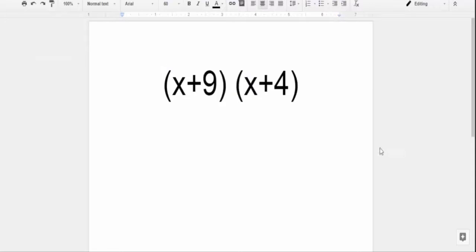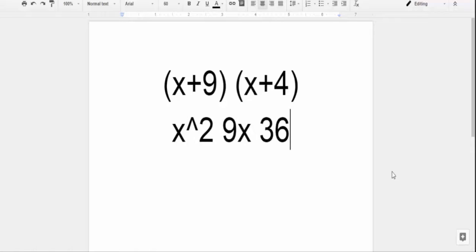Okay, so pretty much how I learned this was the acronym FOIL. First, inside, outside, and then I'd just not do the last. So pretty much what answer I would get would be, the first, so x and x would be x squared, inside, 9x, outside should be 9 times 4, which is 36. And that's where I'd leave it.